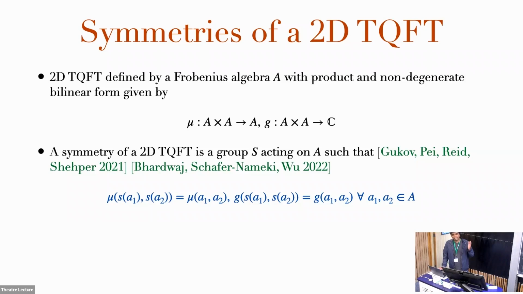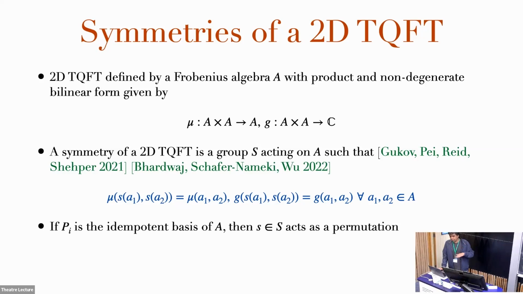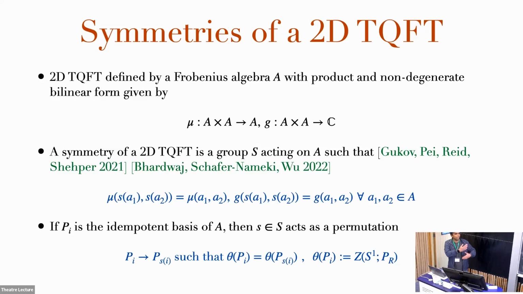Because we are dealing with semi-simple algebras, we also always have a basis of idempotents. So in this idempotent basis, suppose P_i is the idempotent basis. In that basis, the symmetry is just a permutation of the idempotents such that this theta is preserved. Theta is just the trace of the Frobenius algebra on these idempotent elements, or the G action on these P_i's, so that should be preserved. So this is the definition of a symmetry.